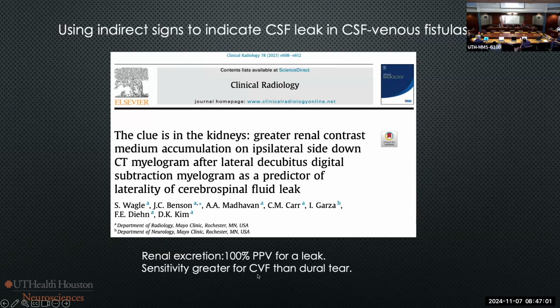So this can help us say, okay, we need to really look close at this patient. It is more likely for a fistula, a venous fistula, to put contrast in the kidneys than a large dural tear, although both can do it.